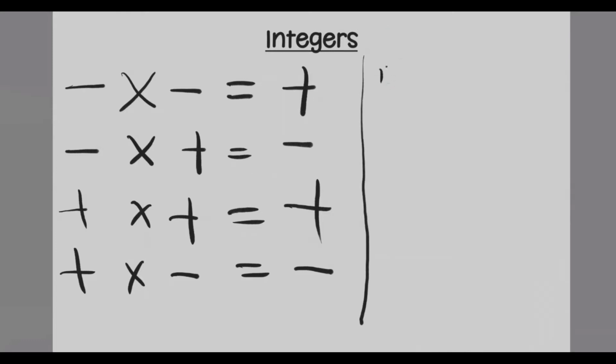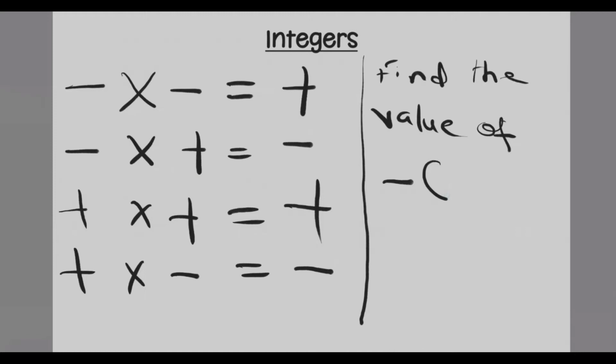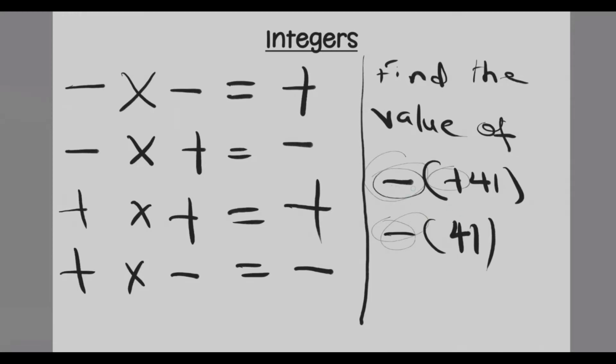So, let me give you an example. Say find the value of minus plus 41. Remember, when we write plus a number, in reality, what we're actually writing is 41, okay? But we put the plus so that you can understand what we're talking about. So in this case, we have to open the bracket. To open the bracket, we're going to multiply this operator with this operator. So we have minus times plus.